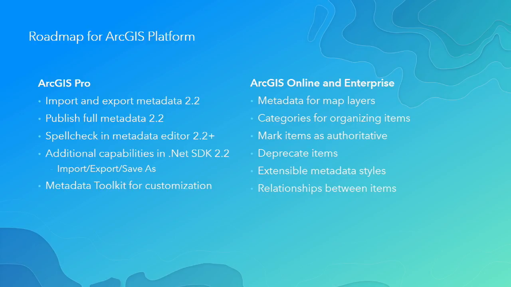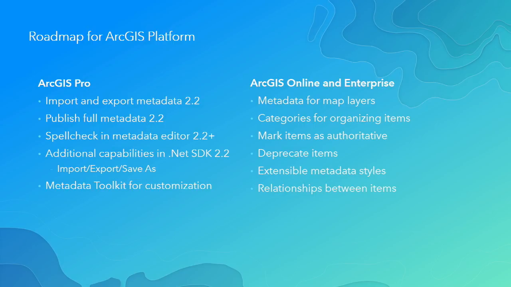Right, so in ArcGIS Pro 2.2, which is yet to be released, we'll see importing and exporting of metadata, publishing metadata, etc. There will be some spell checking at some point. Spell checking is a feature that's going to come in Pro in general in many different places, so it'll make its way into the metadata editor also. And then the .NET SDK will have things there also.